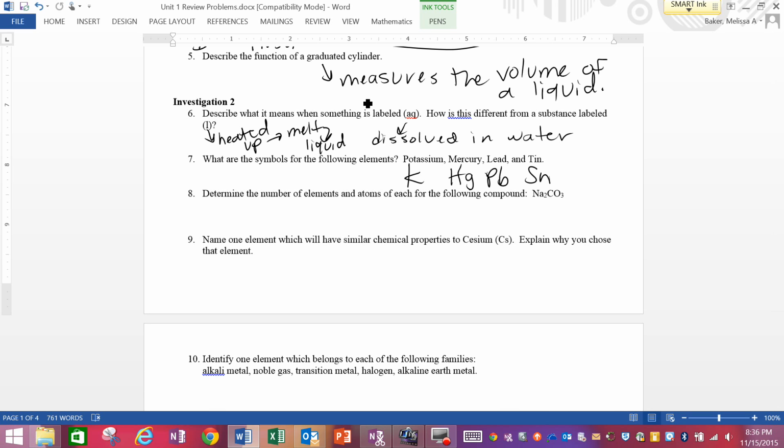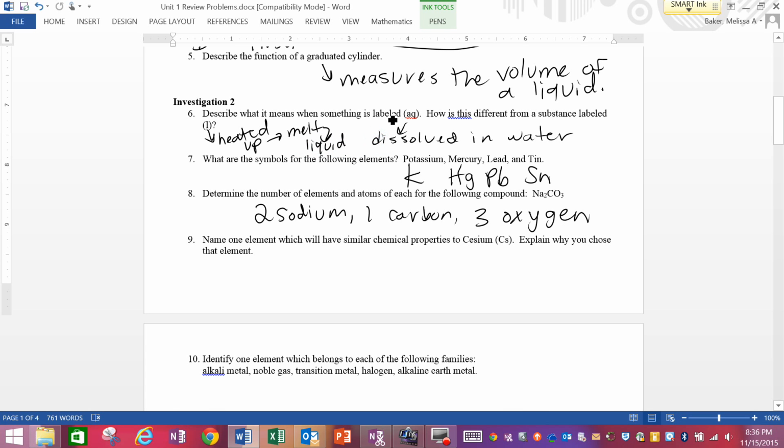Number 8, determine the number of elements and atoms of each for the following compound. So this one has 2 sodiums, 1 carbon, and 3 oxygen.